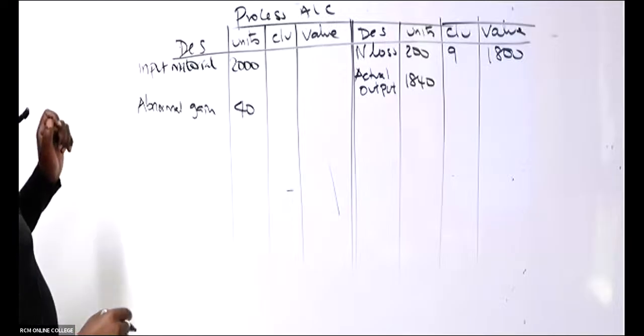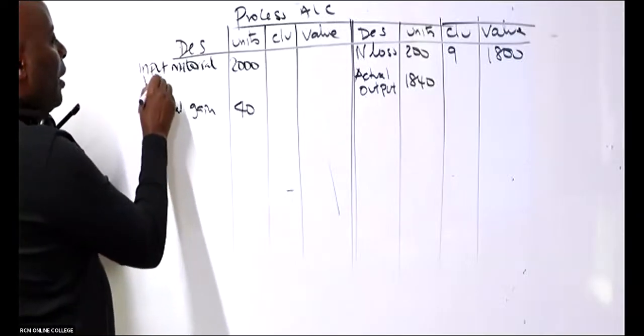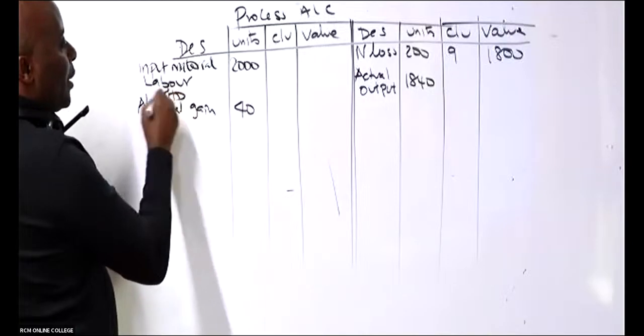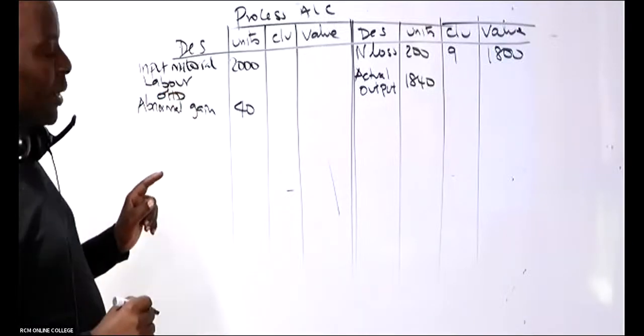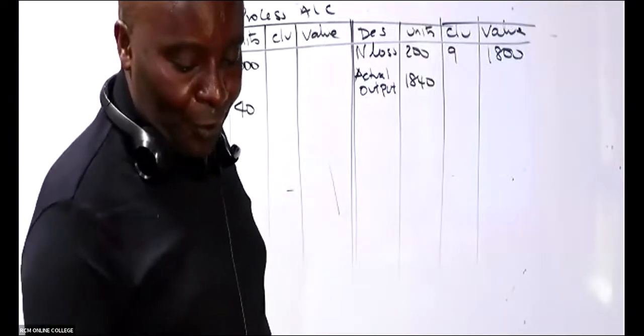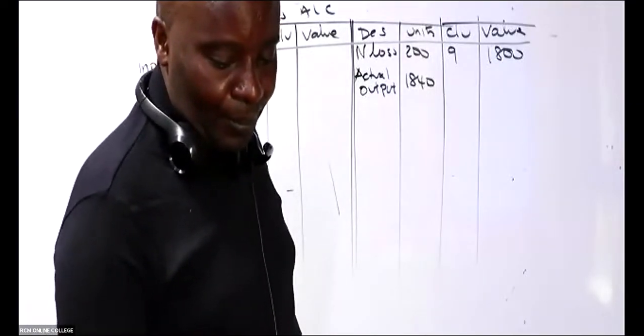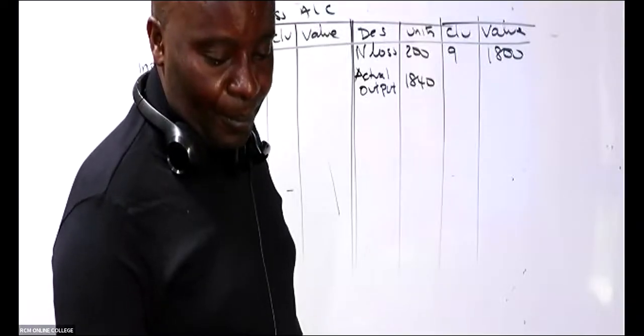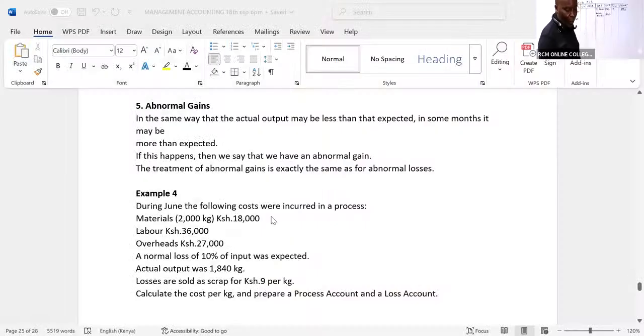So apart from materials, we have labor and overheads. So labor, ladies and gentlemen, we look at the question. You can see here that materials are worth 18,000 in total. Then we have labor. Labor cost is 36,000. And then we have overheads of 27,000.